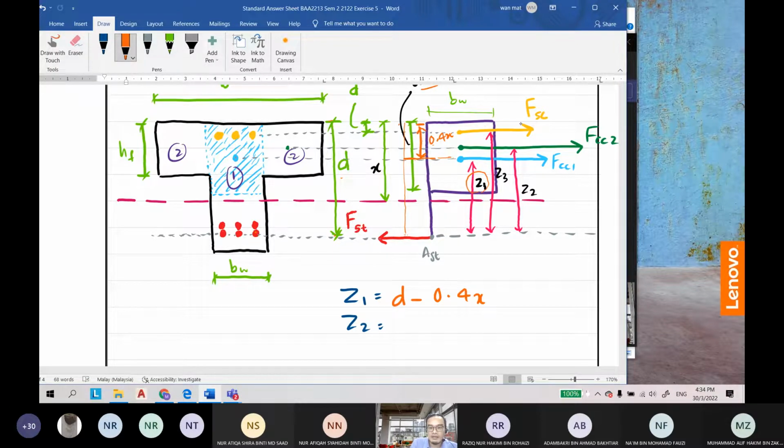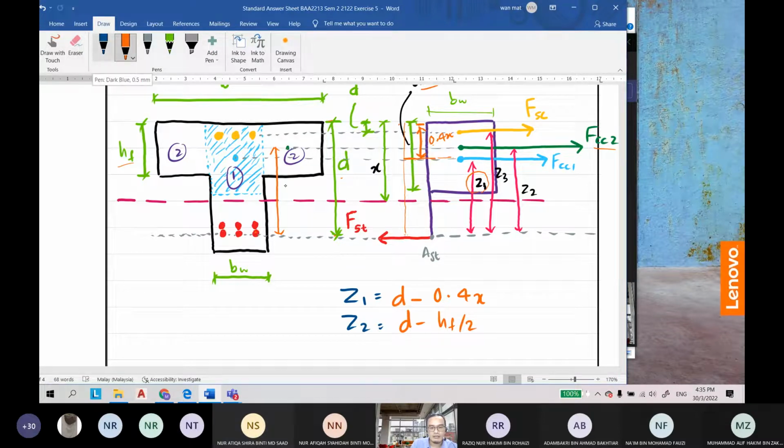It's still D here. This is D minus the Z2, from the center of FCC2 to here. So this center is half of HF. So D minus HF divided by 2. Do you understand what I'm trying to say?